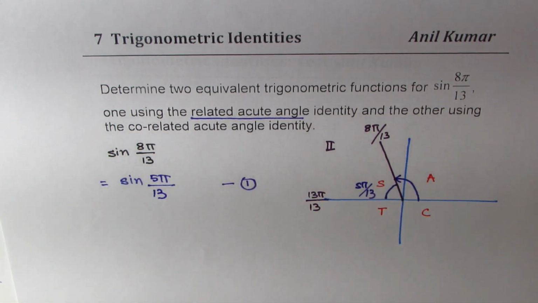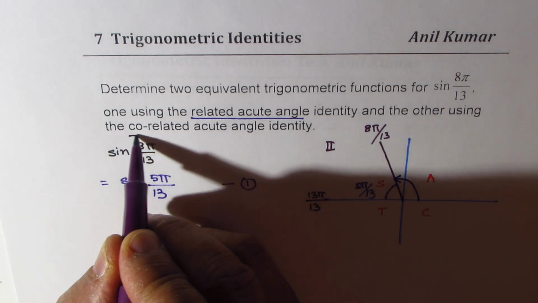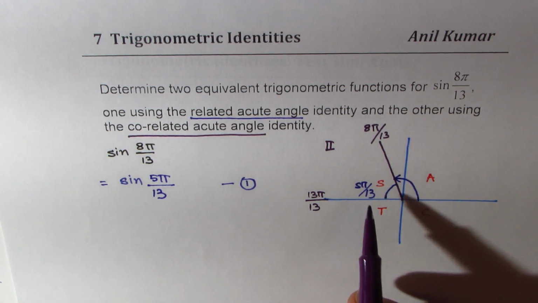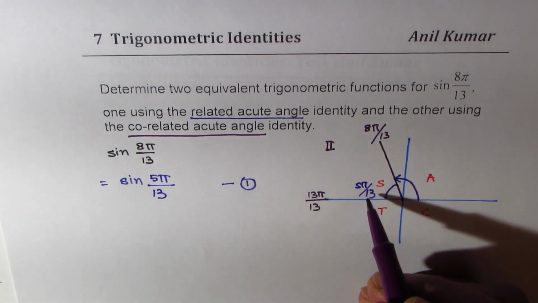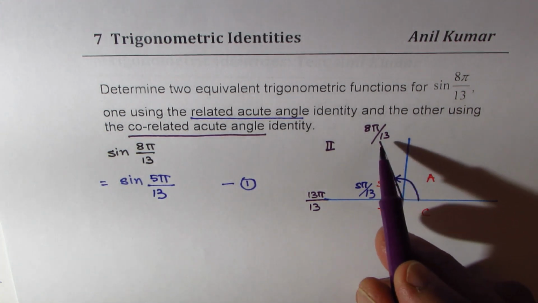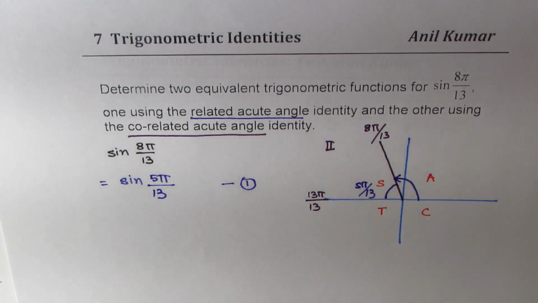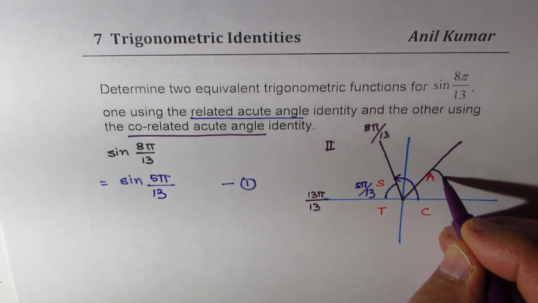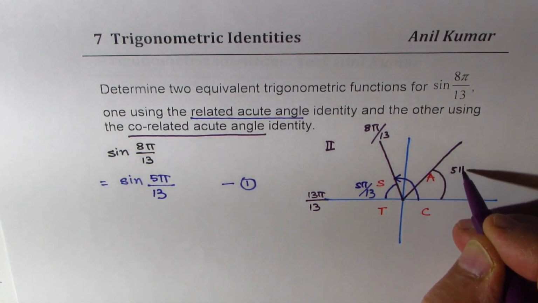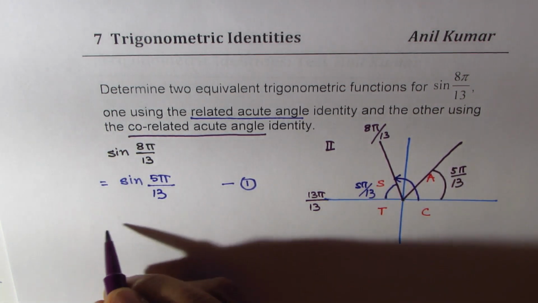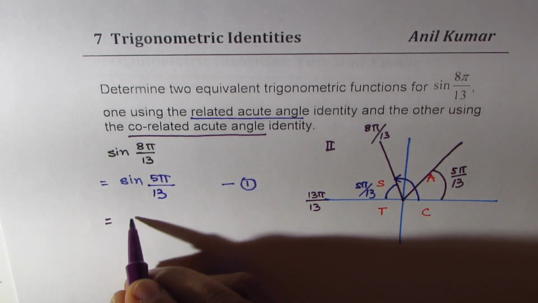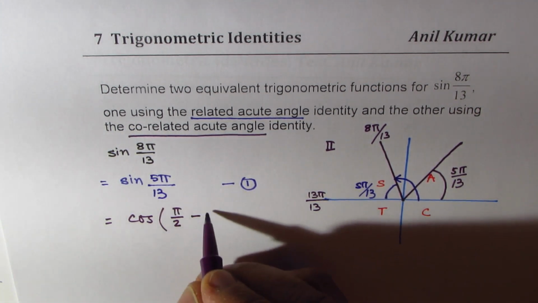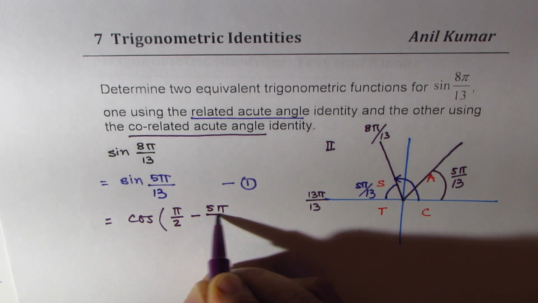And the second one is correlated acute angle, right? So when it is correlated, we are looking for 90 minus, that is pi by 2 minus this particular angle, right? So if I sketch this here, let me just do it here. So in that case, if this is 5 pi by 13, then we could write this as cosine function, right? Cos of pi by 2 minus 5 pi by 13.